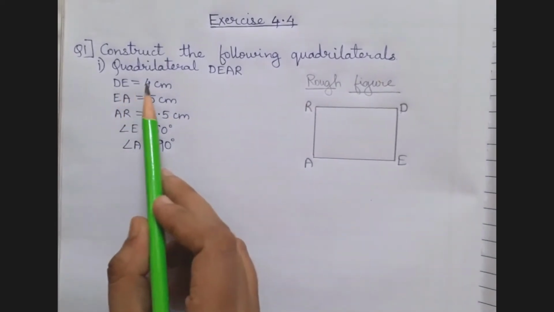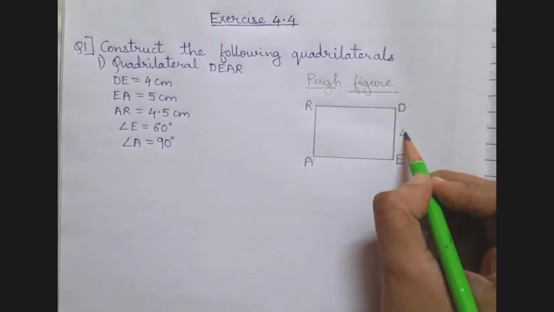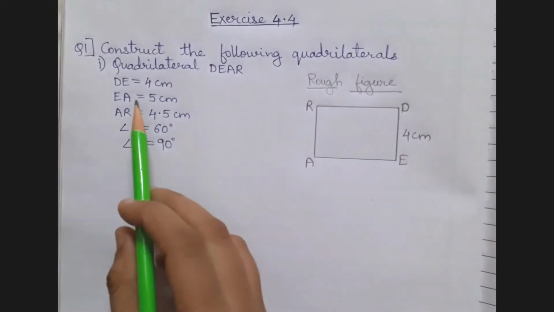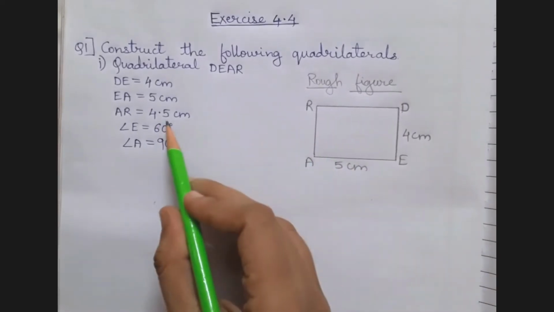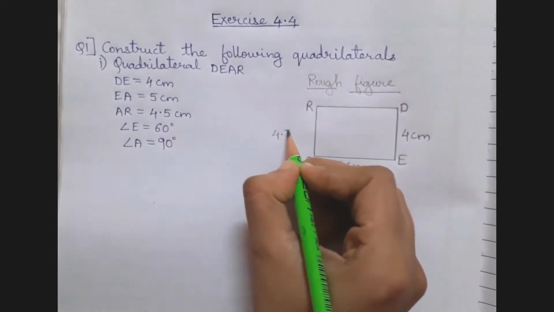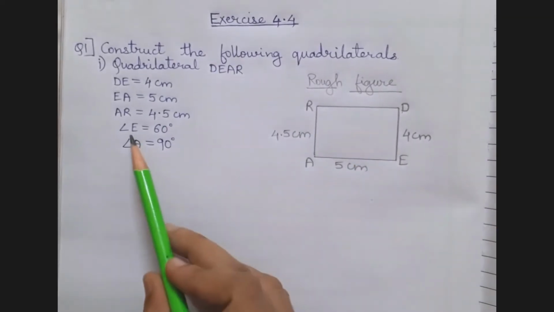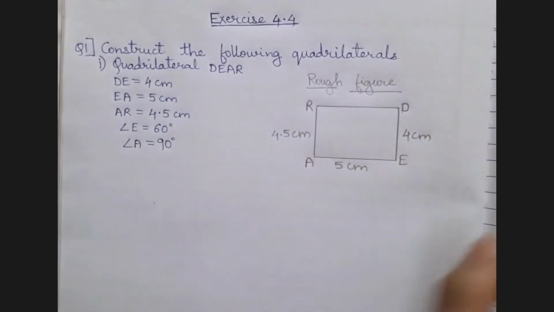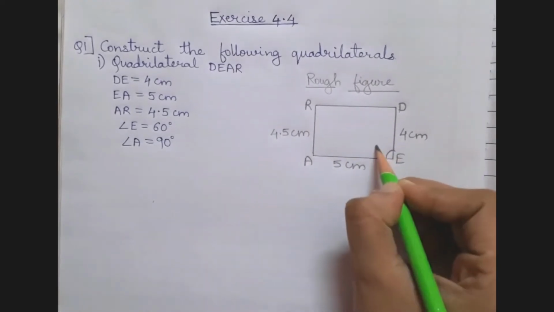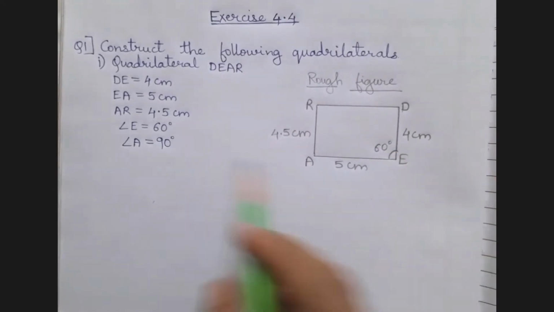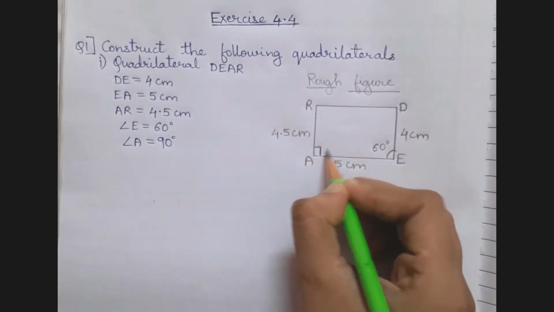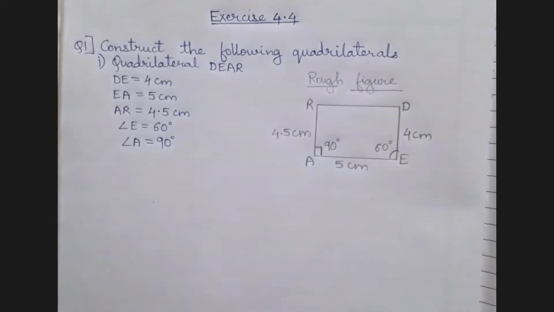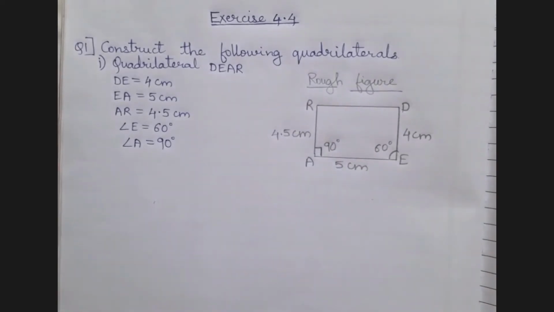Here segment DE is 4 cm. This is DE, 4 cm. EA is 5 cm. AR is 4.5 cm. Measure of angle E is 60 degree. Angle E is 60 degree and angle A is 90 degree. So this is angle A and this is 90 degree. Okay, so our rough figure is ready and we will now begin with the actual construction.